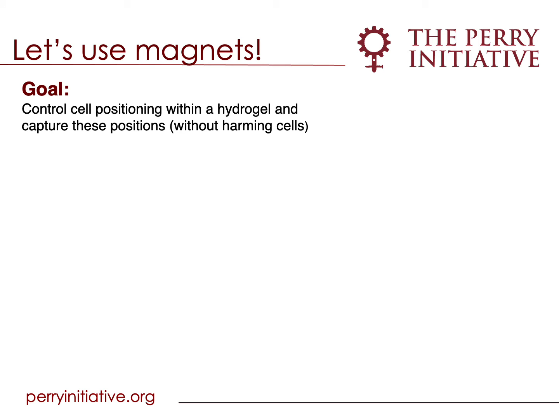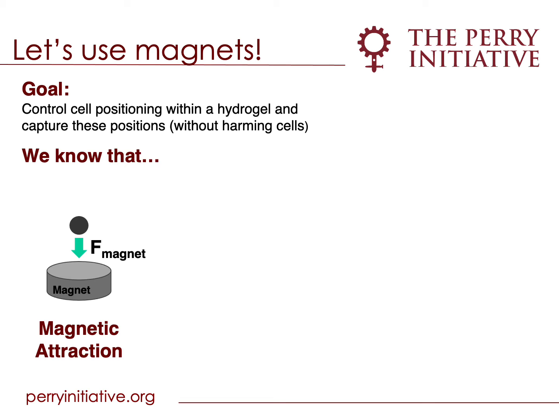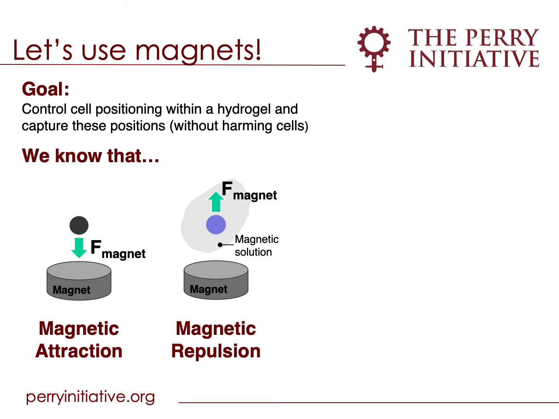The overall goal of our study was to control cell positioning within a hydrogel and capture these positions without harming the cells to engineer cartilage. To achieve this goal, we decided to use magnetic fields. We know that iron objects or magnetic objects can be attracted to an underlying magnet. And also, non-magnetic objects surrounded by a magnetic solution can be repulsed from an underlying magnet.